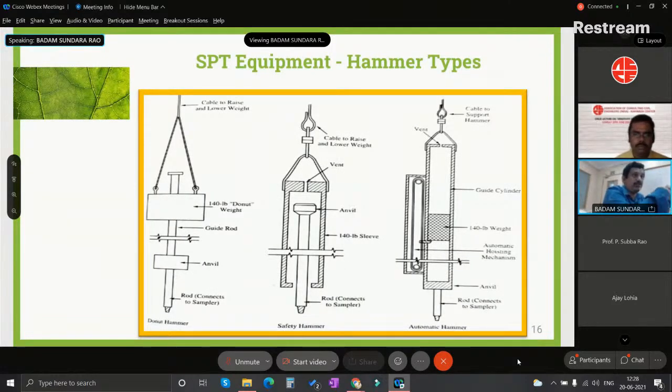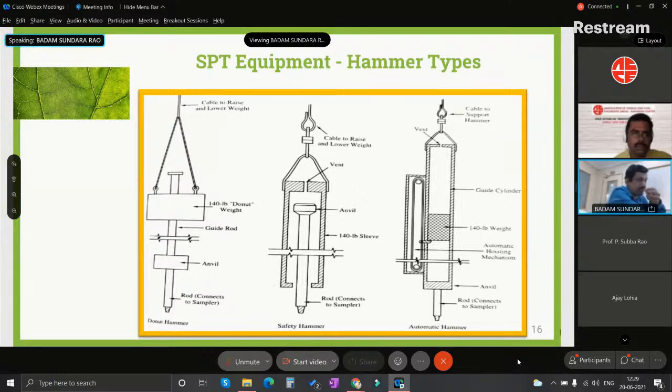Before going to that, we have different hammers. These hammers are the donut hammer, the safety hammer, and the automatic hammer. The basic difference is the control over the height of fall of the hammer. In the case of the donut hammer, there is not much control. In the case of the safety hammer, there is perfect control, and the safety of the drilling workers is also ensured by locking at the top. And you have automatic lifting and falling in the case of the automatic hammer.